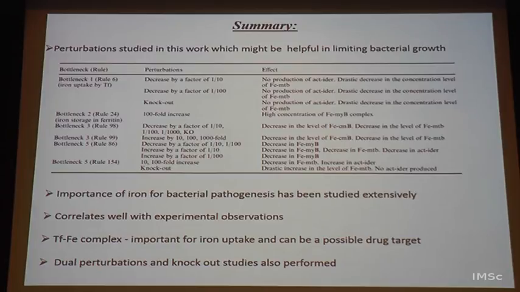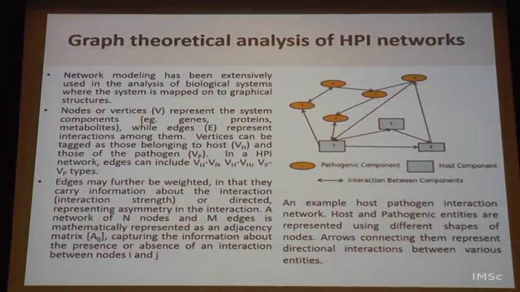So this tells us, of course, it helps us understand the importance of iron for bacterial pathogenesis and correlates well with known experimental data that is there. So the transferrin iron complex, which is important for iron uptake and can be used as a possible drug target, came out as an outcome of this analysis. And dual perturbation and knockout studies gave further insights of which one should be coupled with. Can you couple both a bacterial node and a host node to get a good mechanism going?